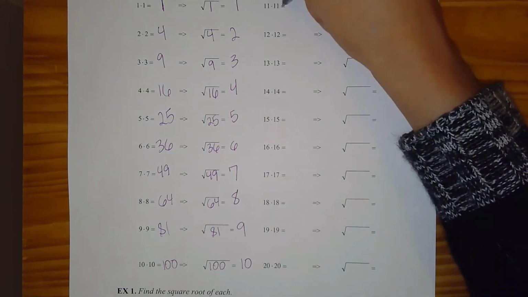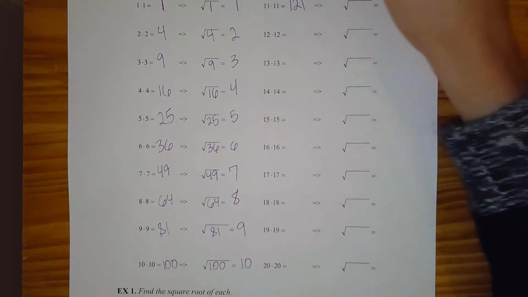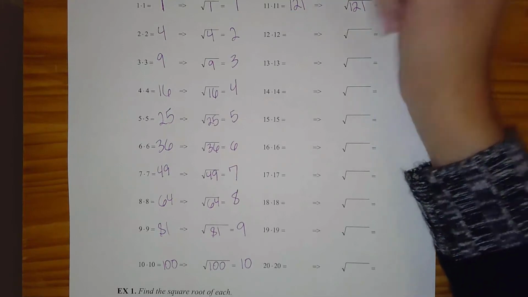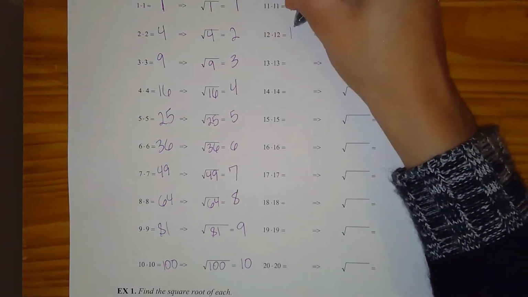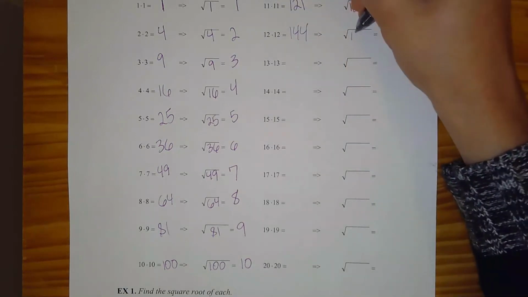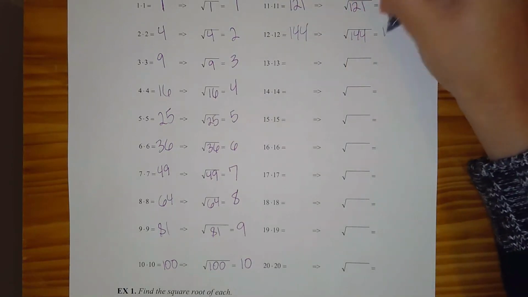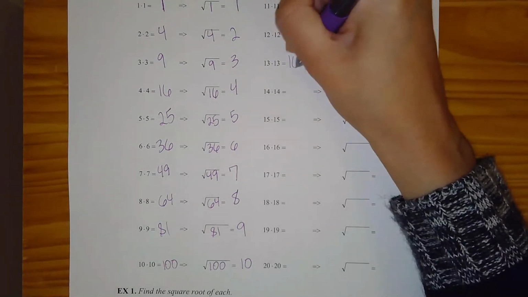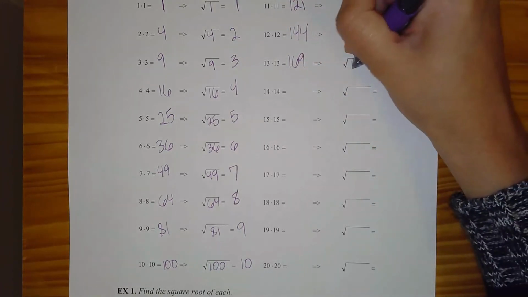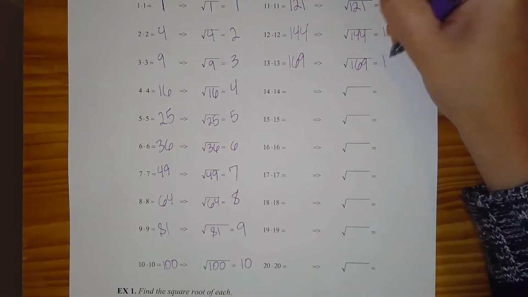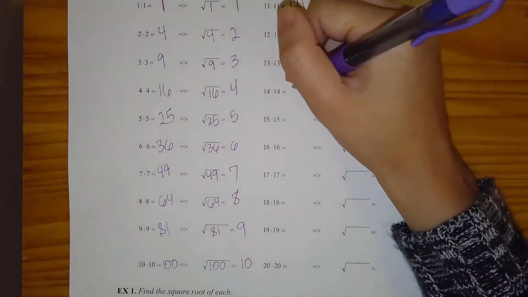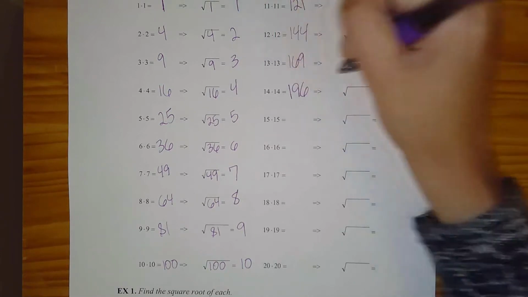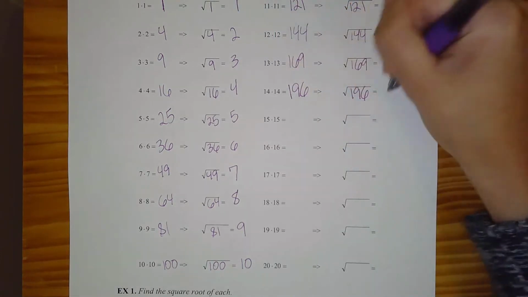11 squared is 11 times 11, which is 121. And this means that the square root of 121 is 11. 12 squared is 12 times 12, which is 144. And that means that the square root of 144 is 12. 13 squared is 13 times 13, which is 169. And that means that the square root of 169 would be 13. 14 squared is 14 times 14, which would be 196. And that means that the square root of 196 is 14.